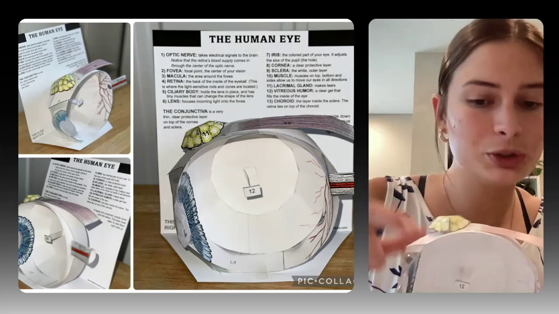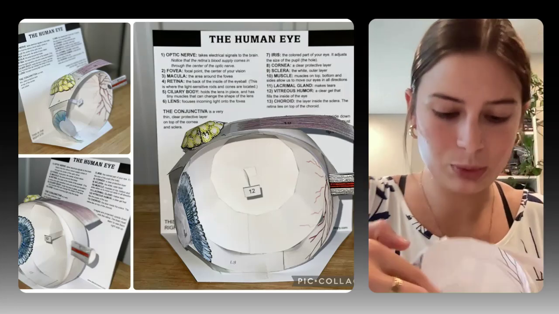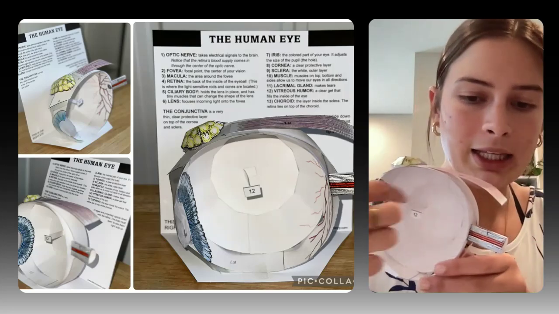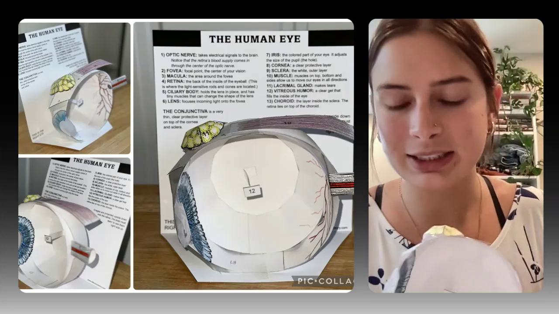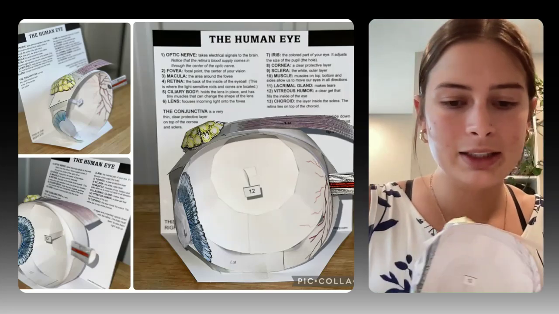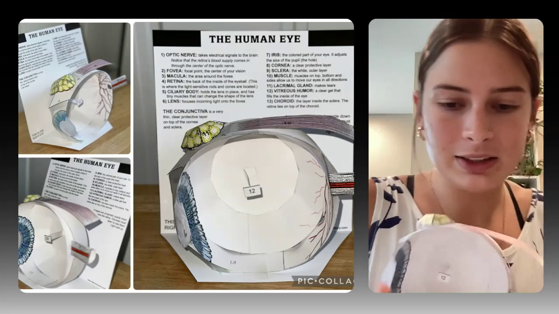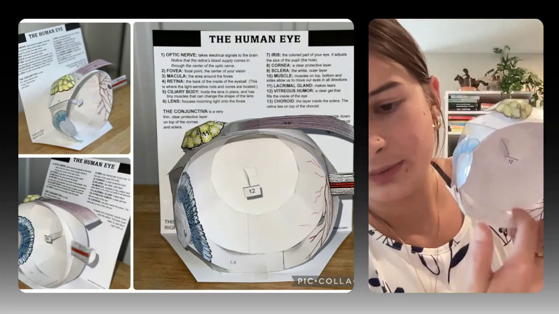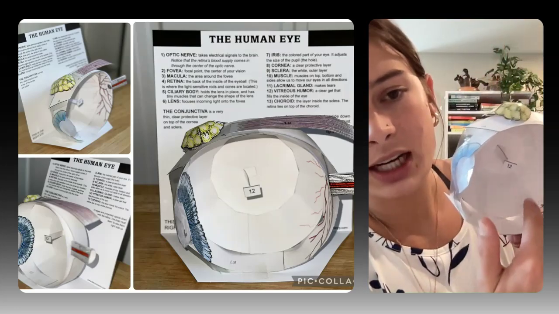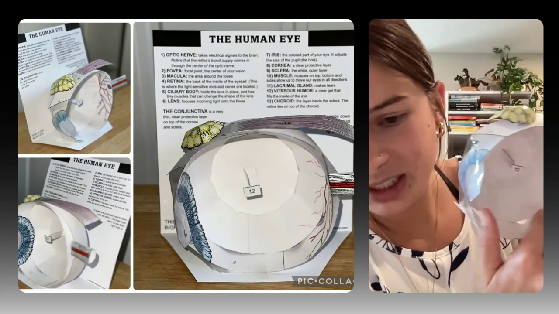And the vitreous humor is number 12. So all of this is a clear gel that fills the inside of the eye. And then the choroid is the layer inside the sclera. The retina lies on top of the choroid, right back here.